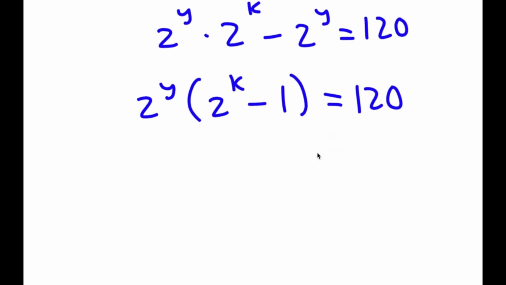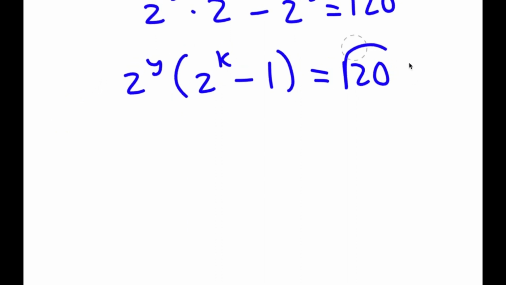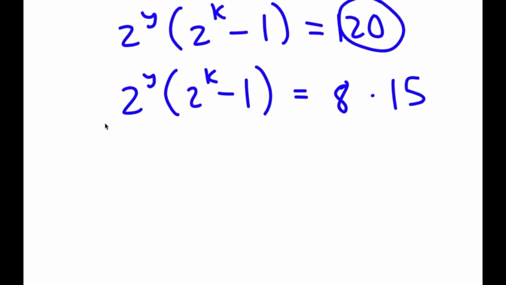So now this gives me two equations. Before that actually, 120, I can go ahead and rewrite as 8 times 15. So now, as you see, this is going to give me two equations. We can think of 2 to the power of y as 8 and 2 to the power of k minus 1 as 15. Because 2 to the power of y, this is going to be an even number, right?